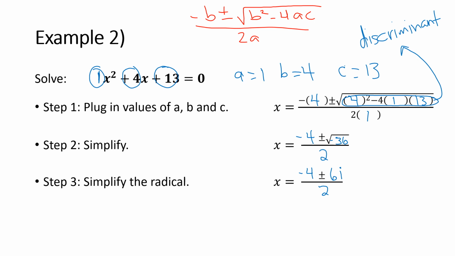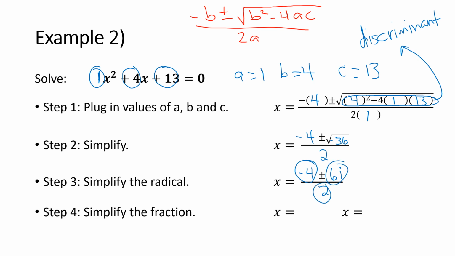Now, in the last example, we started adding the top together and subtracting the top and dividing by 2. The problem with this one is you have -4 plus or minus 6i. The 6i is imaginary and the -4 is not. These are not like terms. We can't actually add them together. So all we can do is simplify our fraction. So if you look at the -4, the 6, and the 2, they are all divisible by 2.